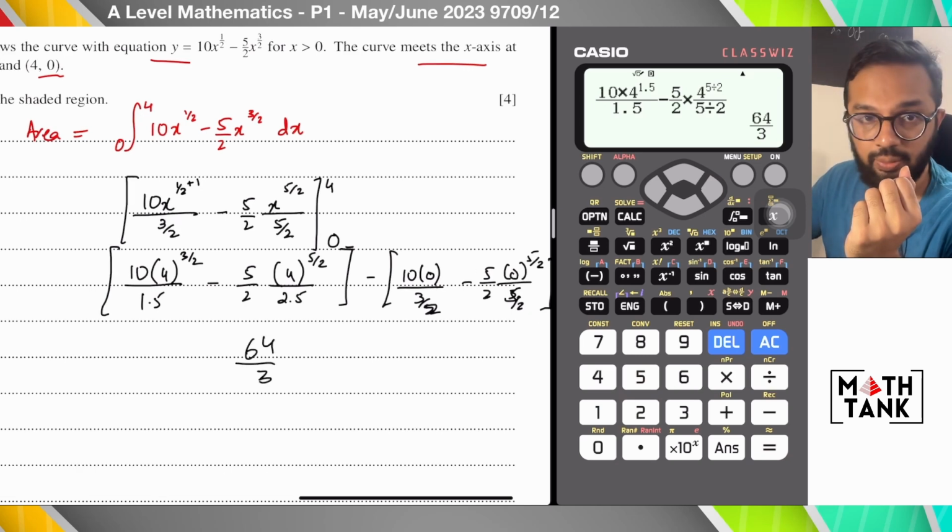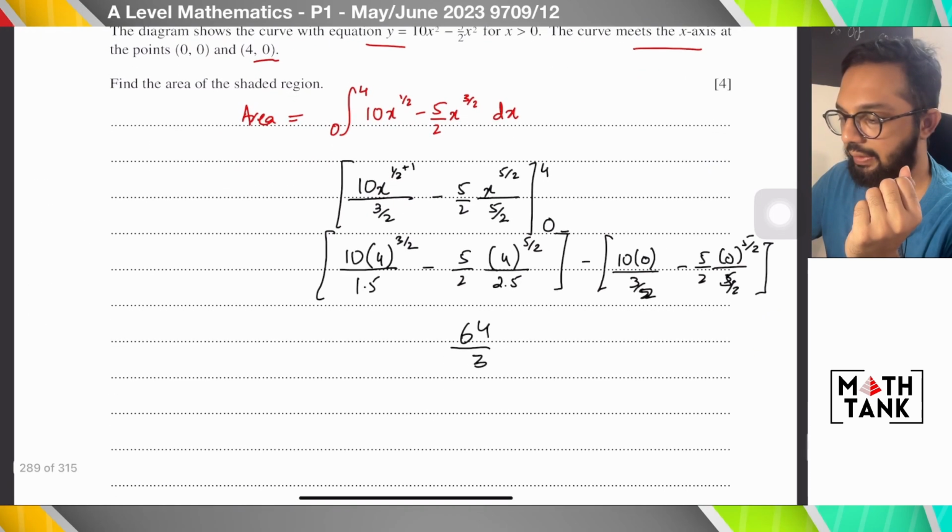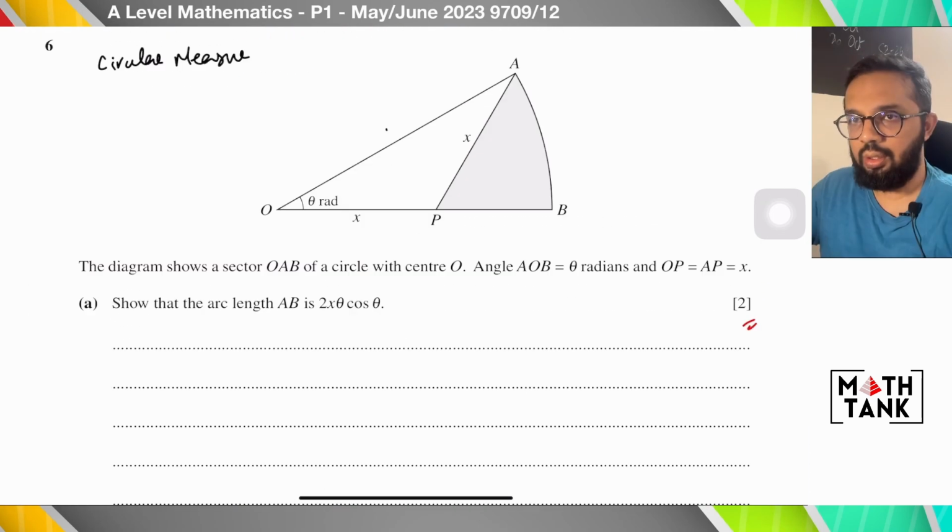I don't need to show you any other calculations, and that's absolutely fine if you're doing that, and that should give you your final answer. That's a good 4 marks. Okay, so this question is about circular measure, and let's read through this question.